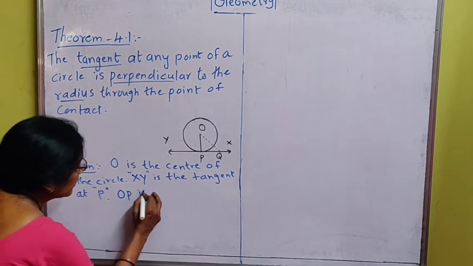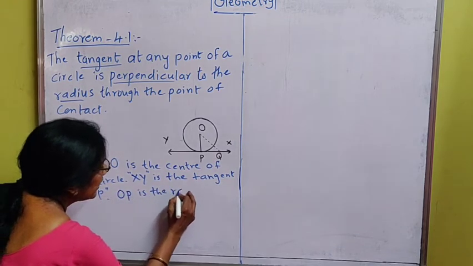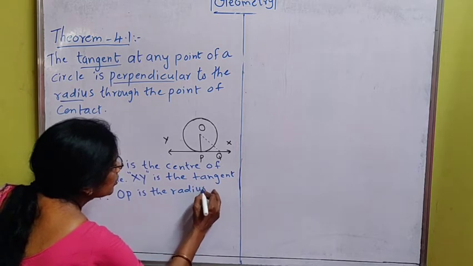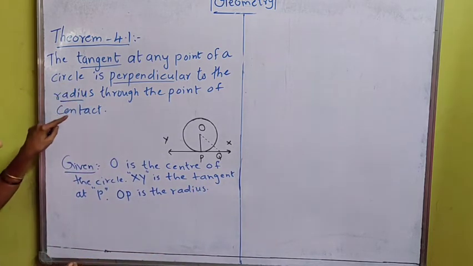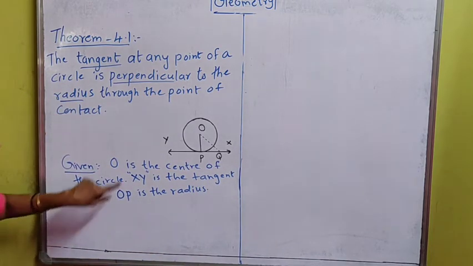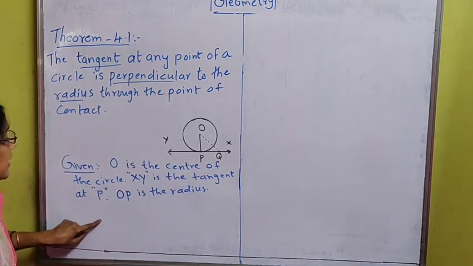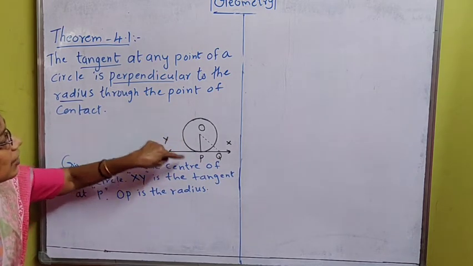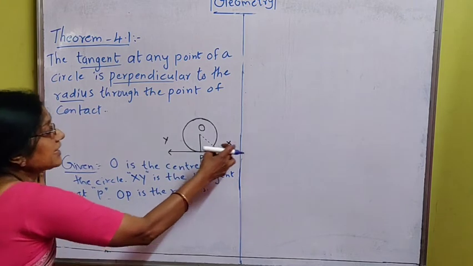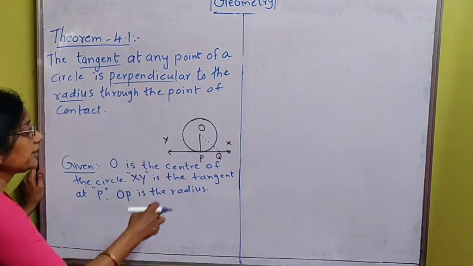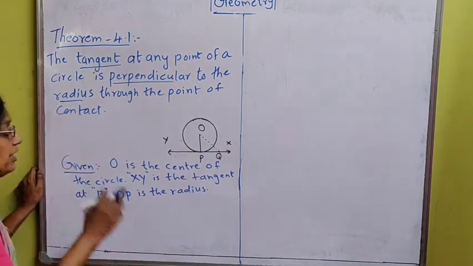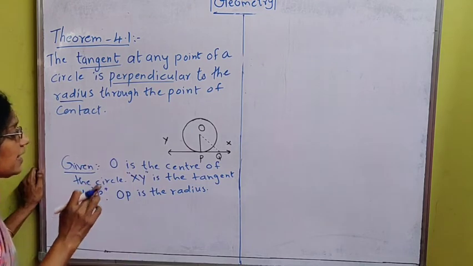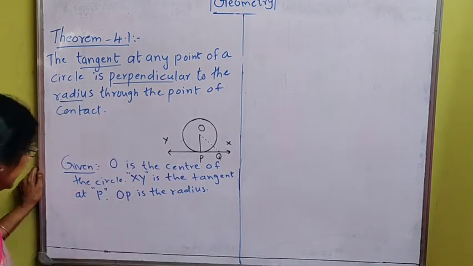OP is the radius. So he has asked radius and tangent. So we have to show in the given which is the radius and which is the tangent. So O is the center of the circle. XY is a tangent at P, which means P is the point of contact, and OP is the radius.